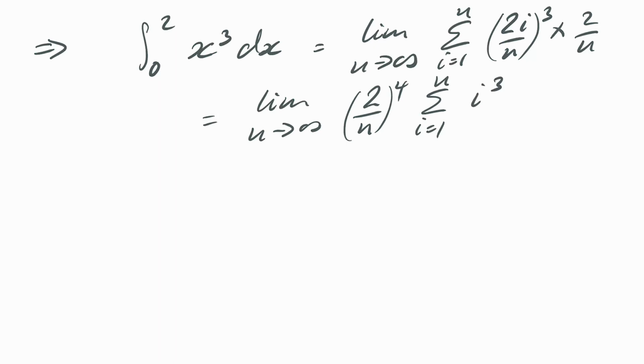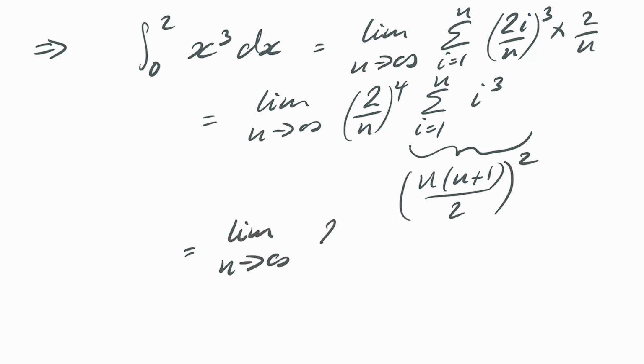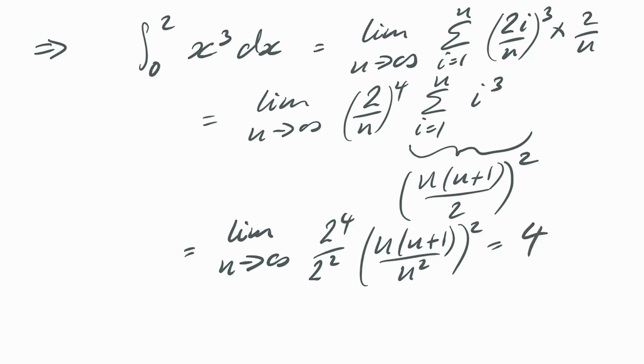Now, the sum from 1 to n of i cubed, this can be evaluated as n into n plus 1 over 2, all squared. So the limit then becomes 2 to the 4 over 2 squared times n into n plus 1 over n squared, all squared, which then becomes just equal to 4. So this integral then evaluates to a real number as expected. And it's quite a faff to find it like that because you have to work out this infinite sum.